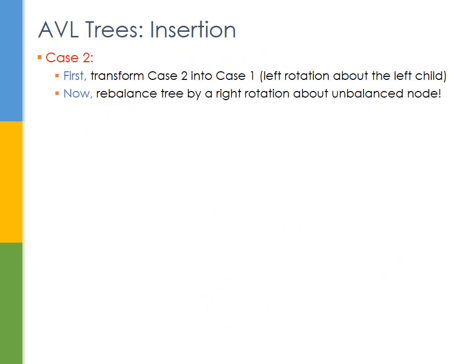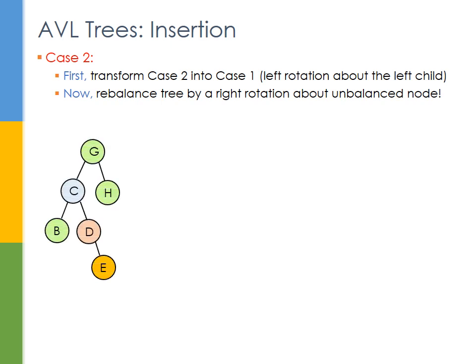So how do we then actually go about rebalancing the tree if we have a case 2 situation? Well, the approach we'll use is that we'll transform case 2 into case 1, and we do this by performing a left rotation about the left child of the node that has just become unbalanced. So now we have a case 1 situation, and we can then simply rebalance the tree in the way that we've already described by performing a right rotation about the unbalanced node.